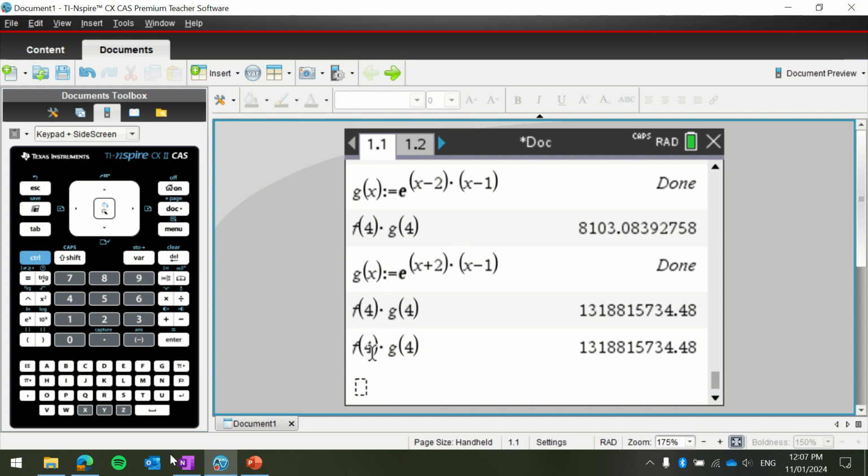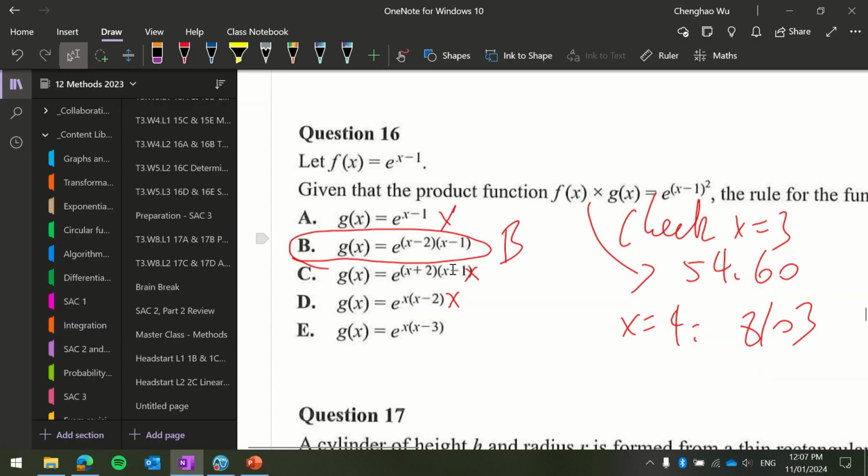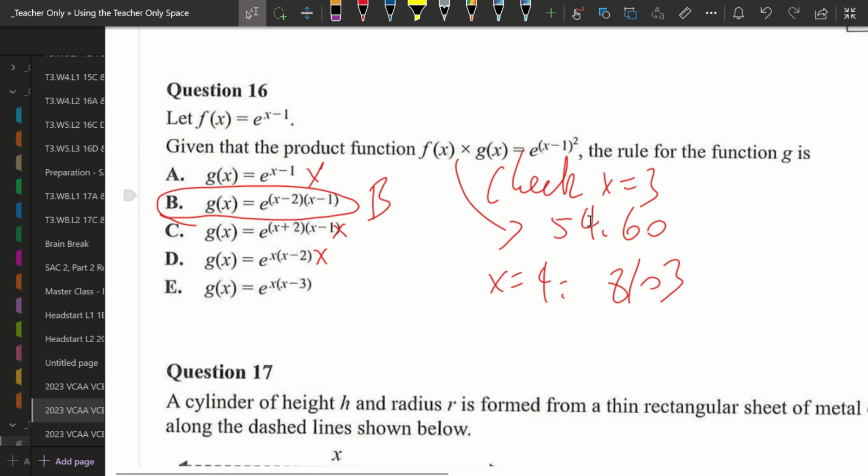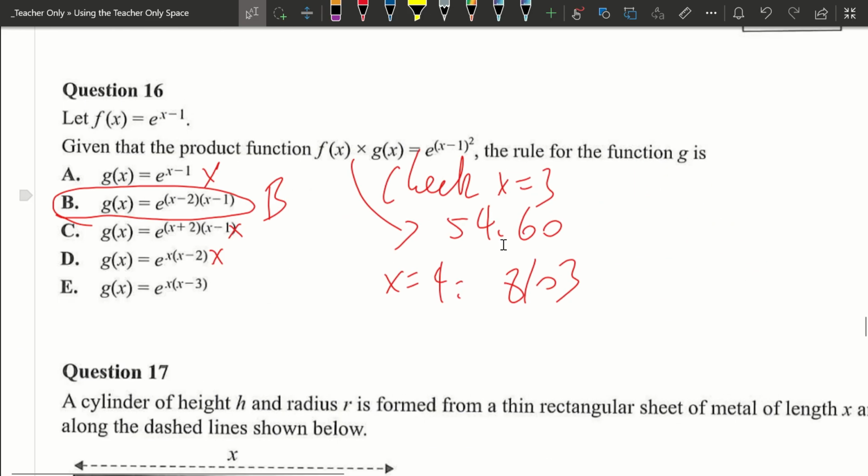Right, I'm trying C here. C is not the answer. And so on and so forth. So you can keep trying, and eventually everything is wrong except for B. This is the slight problem with trial and error.